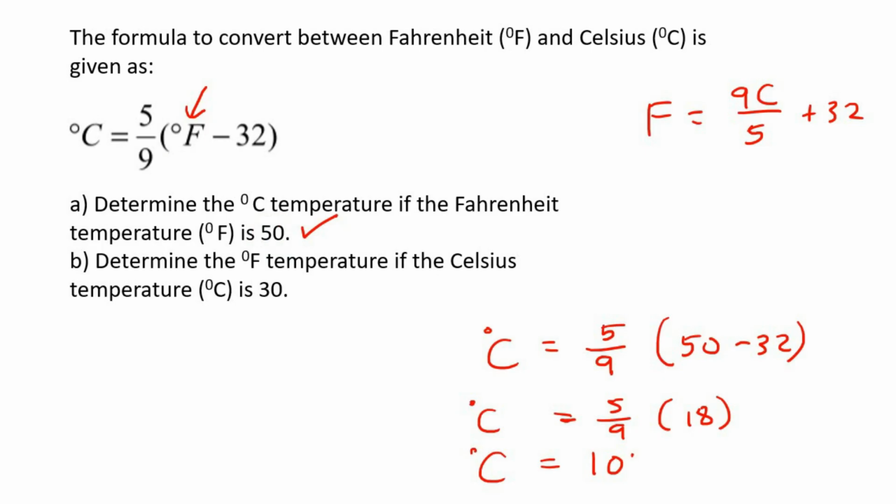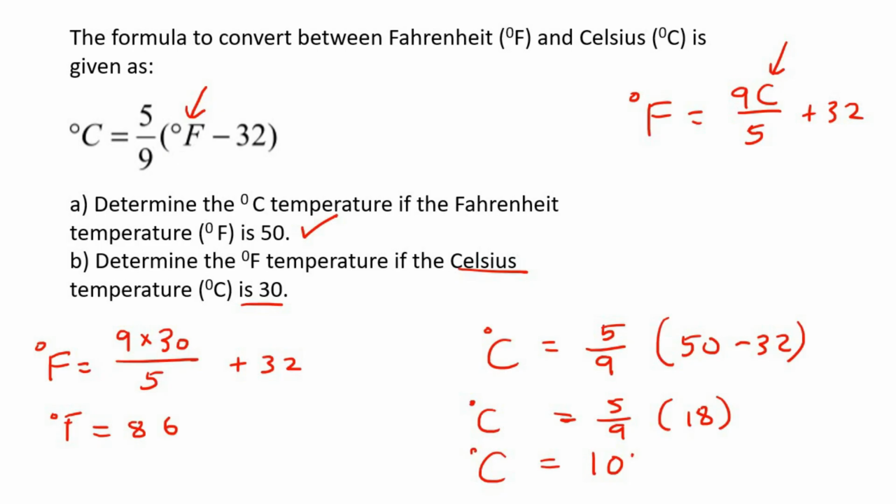Now for question B, it says determine the Fahrenheit temperature. So we're going to use this formula now. If the Celsius is 30, so you're going to put the Celsius over there. So you're going to say F equals to 9. Now this is going to be a multiply by 30, and then the plus 32 is by itself. So if you had to go work all of that out, you would get 86 degrees.